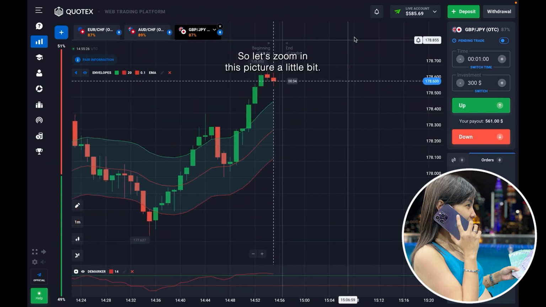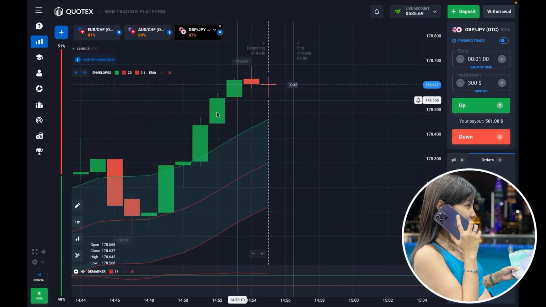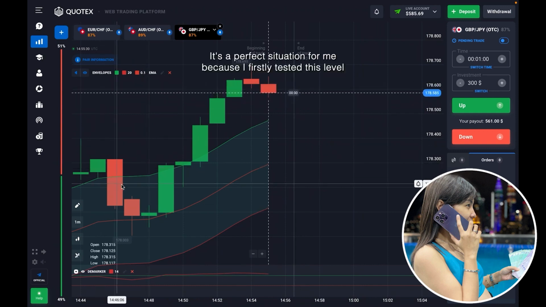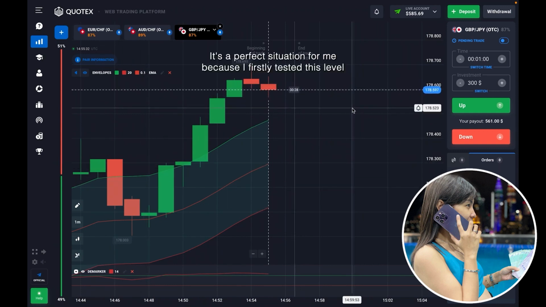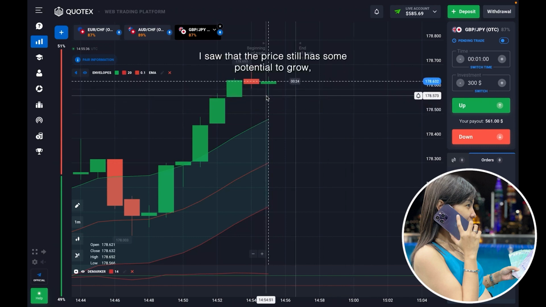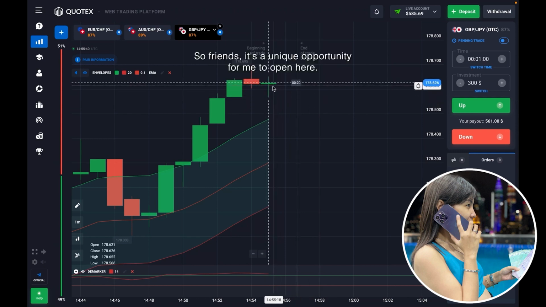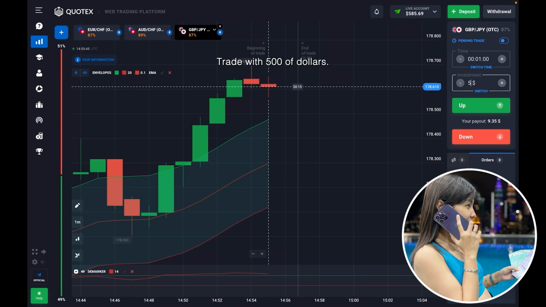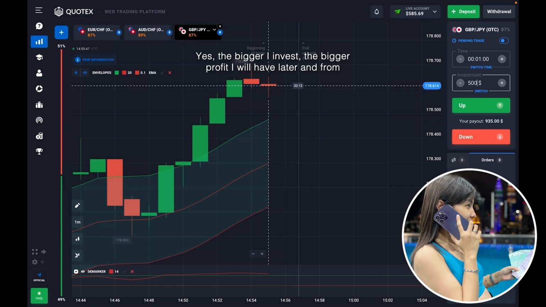So let's zoom in this picture a little bit. It's a perfect situation for me because I firstly tested the level with call option. I saw the price still has some potential to grow, but now see this red candle. And friends, it's a unique opportunity for me to open here a trade with $500. Yes, the bigger invest, the bigger profit I will have later, and from this point be ready for call option right now.